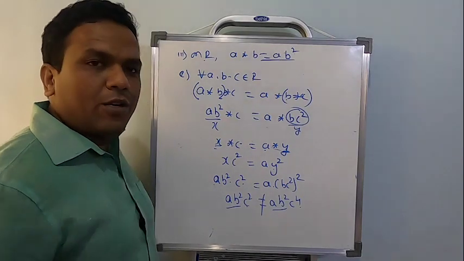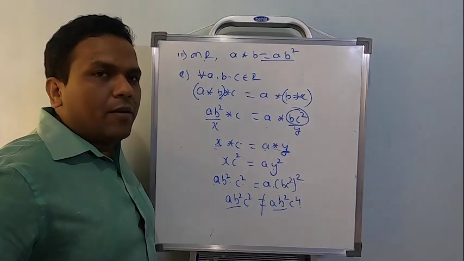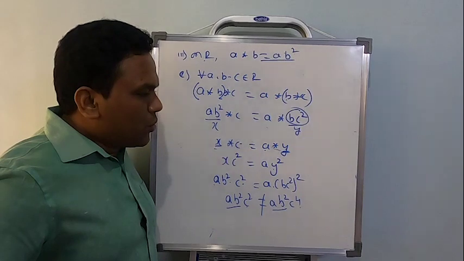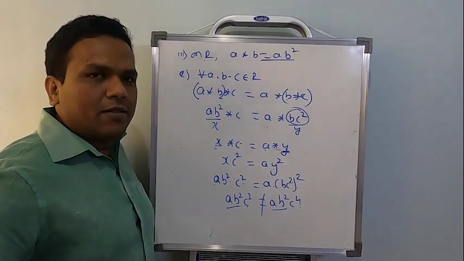So it is only a binary operation, but binary operation does not mean it's going to be commutative or associative. So I suggest you go with the general method of writing. Please practice and learn this. Clear?